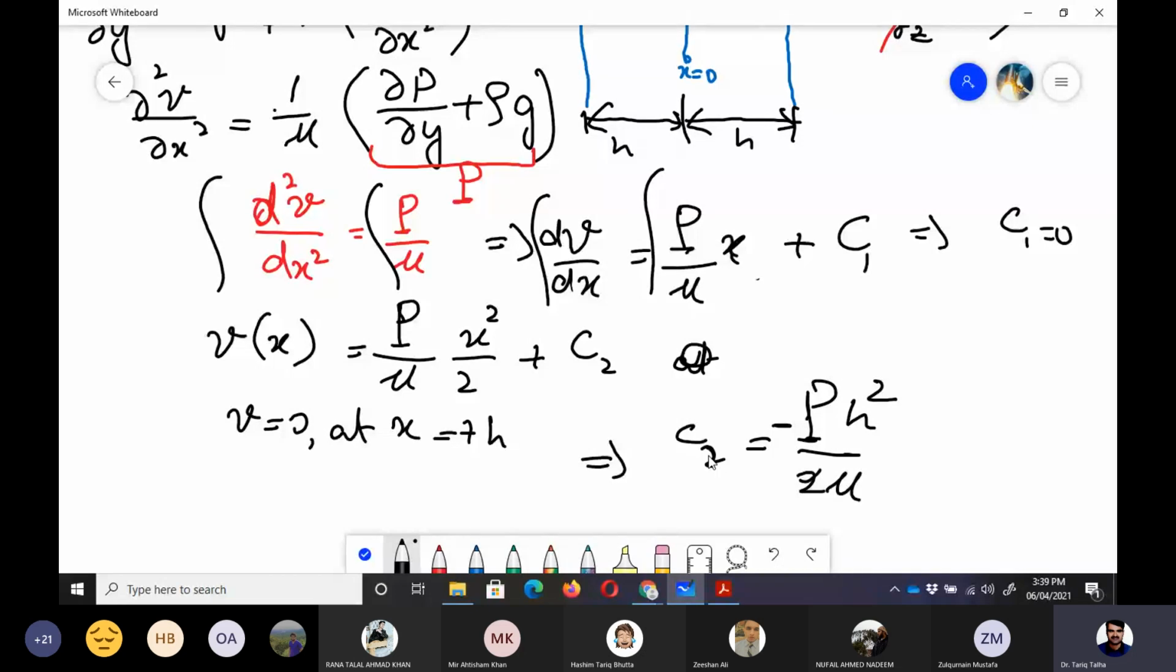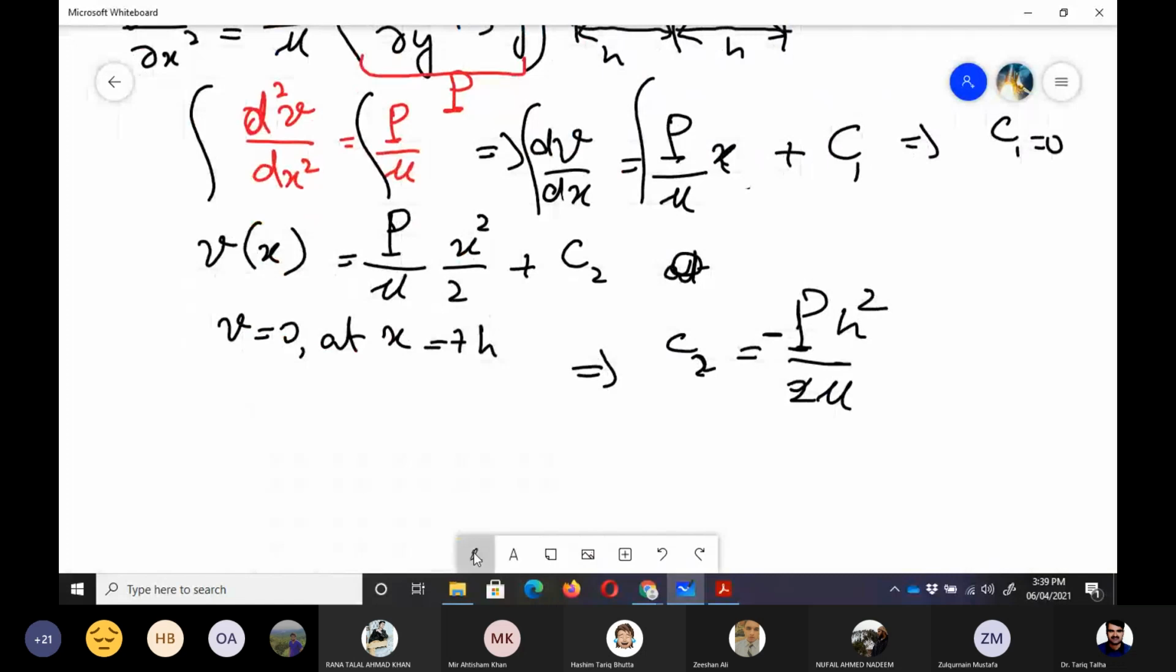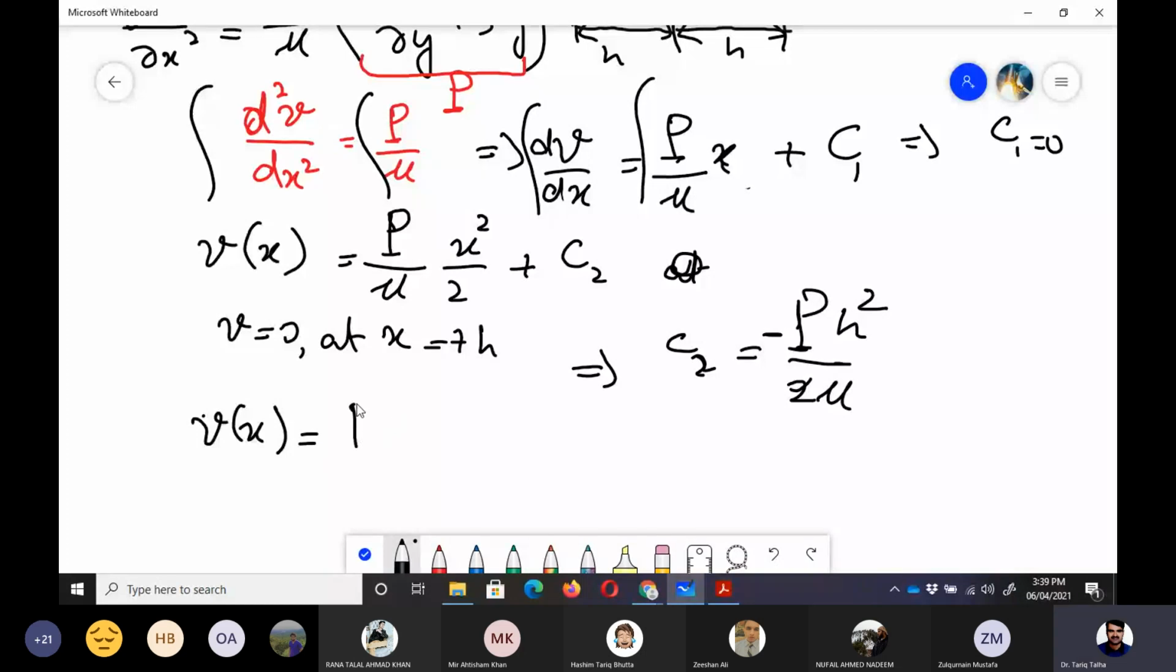Now if we put that C2 value here, we can write v of x is equal to p upon 2 mu into x squared minus h squared. Right. So this is our velocity profile for this flow, the velocity in the y direction would be equal to this.